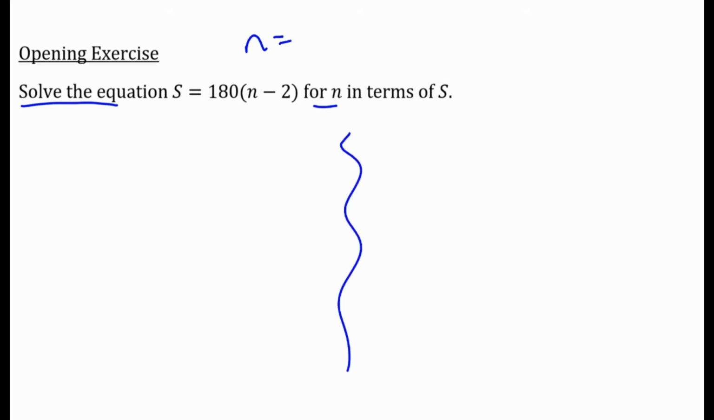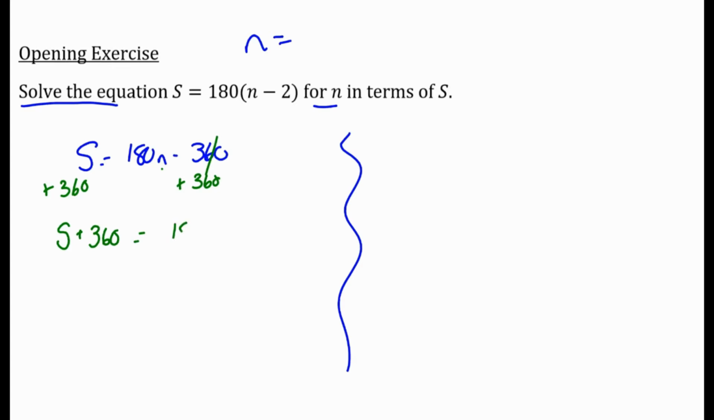There's kind of two paths you could have taken here. Some of you probably started out by applying the distributive property. Here's n. How do I get it alone? Well, I have to get everyone with n on this side and everyone without the n on the other side. So let's add 360. Do I know what s plus 360 is? No, it's s plus 360 equals 180n. Well, I don't care about 180 times n, so I'm going to divide. And I end up with s plus 360 all over 180. That's what n equals.